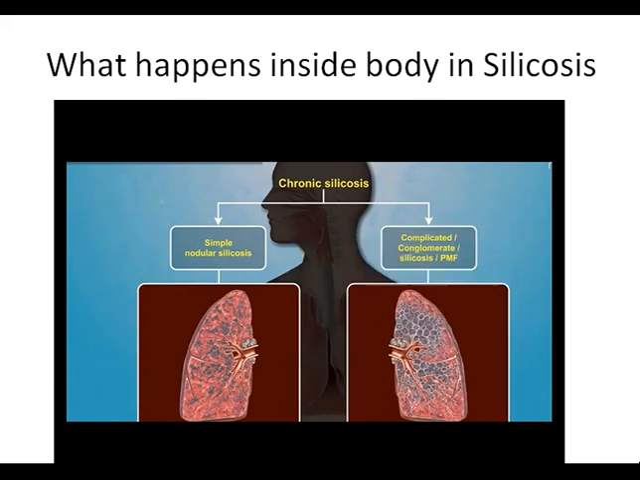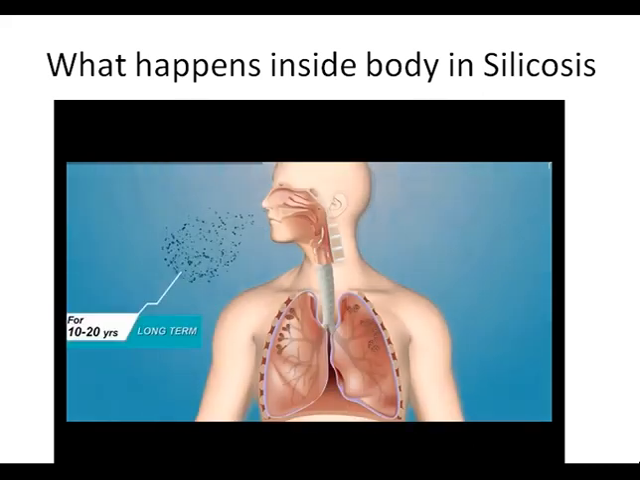One is the simple nodular silicosis. You see the lung appearance is much different from the lung appearance out here. This appearance is known as the complicated conglomerate silicosis, or PMF, that is the pulmonary massive fibrosis. So this is a much more massive form than this one. How does it develop? We shall have a much deeper look into it.